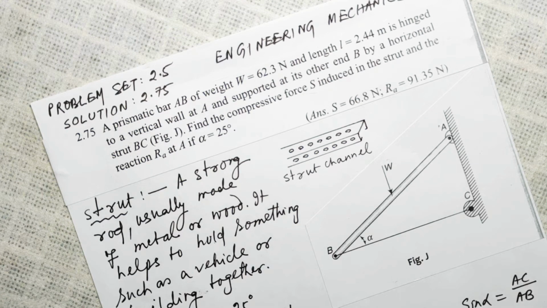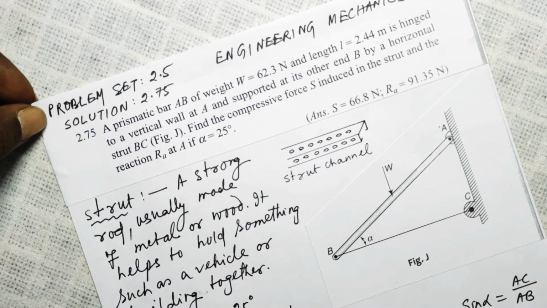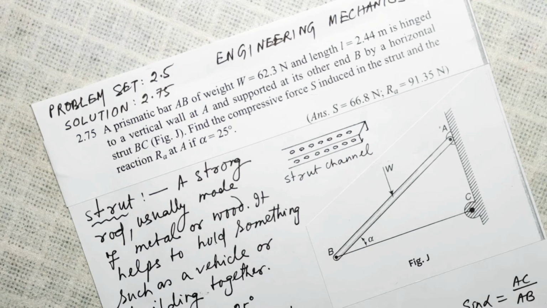Now, welcome back to solving one more numerical problem on engineering mechanics, problem set 2.5, solution to 2.75. Here you will learn an important concept: why the normal reaction is not normal to the surface.